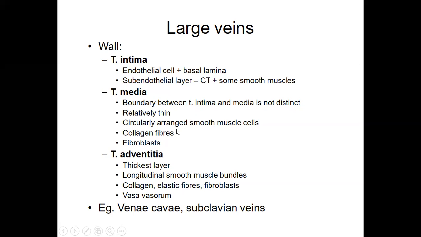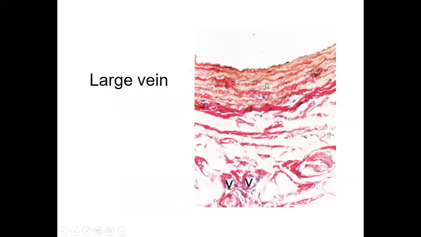There are circularly arranged smooth muscle cells, and this layer is also composed of collagen fiber and fibroblasts. So you can see here, most probably this is the tunica media of the large vein. But somehow there is no clear boundary that separates the tunica media and the tunica intima.